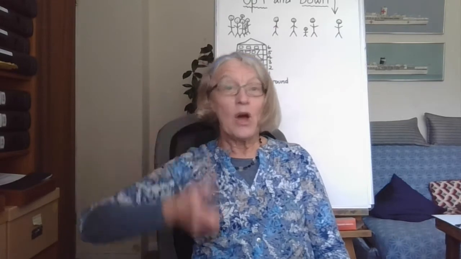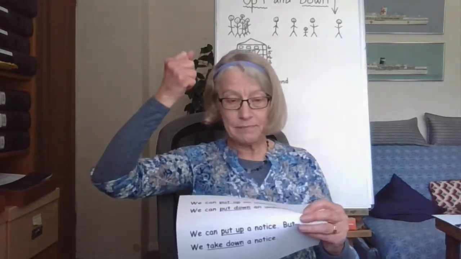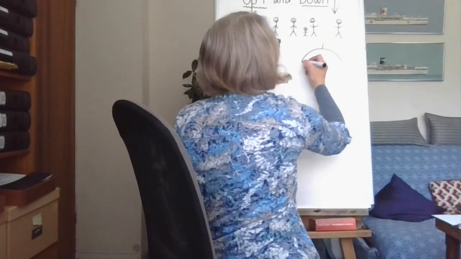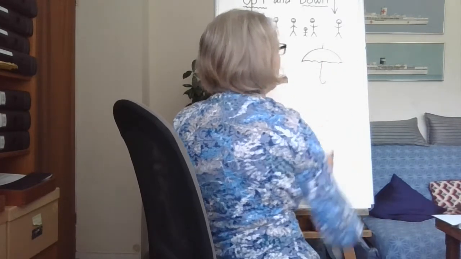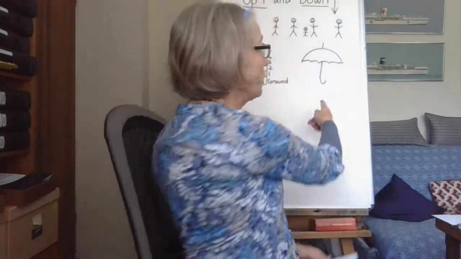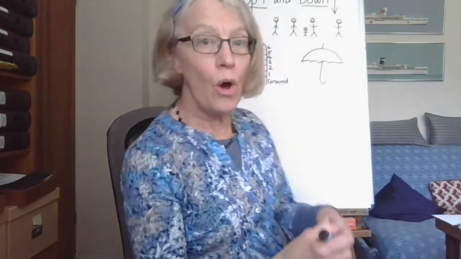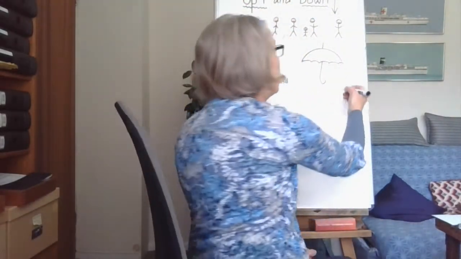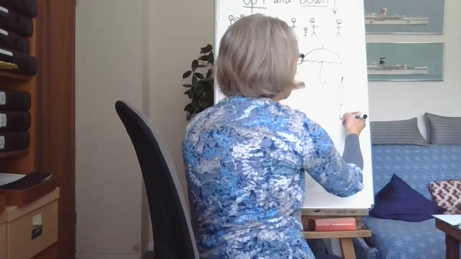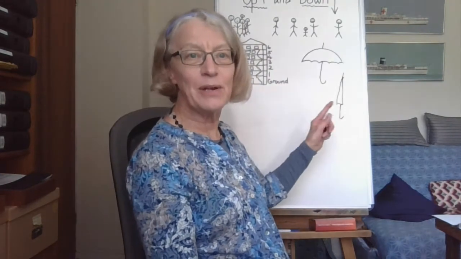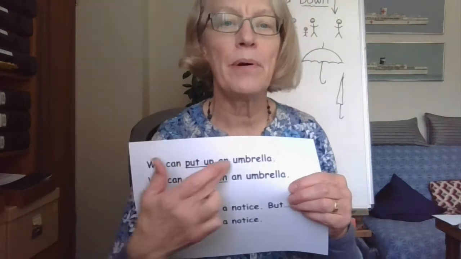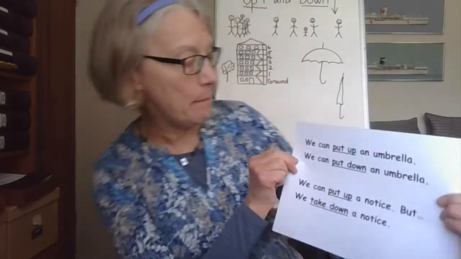And I forgot to bring this. If it's raining, you have an umbrella. We can put up an umbrella and hold it. Let me show you what an umbrella is if you don't know. It looks like, there we are, there's an umbrella. So we can put up an umbrella, or when it's stopped raining, we'll put down the umbrella so it looks like that. So we put up an umbrella or put down an umbrella.